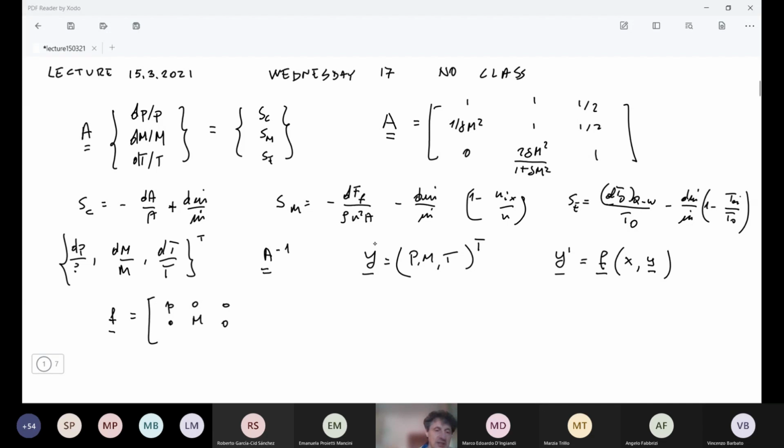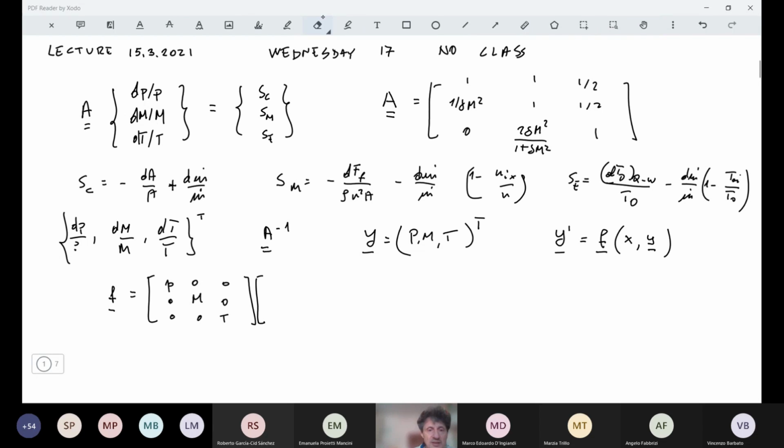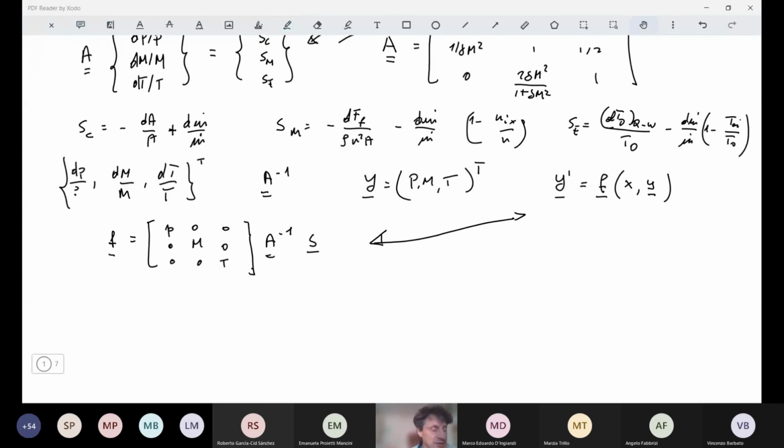These are 0. And then we have that P, M, T will be present on the right-hand side. Sorry, here it's better to use just A. And let's say S is this vector here. So we can write this set of governing equations, and in principle we can solve it.